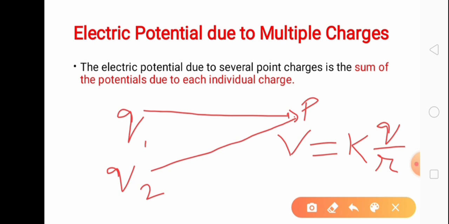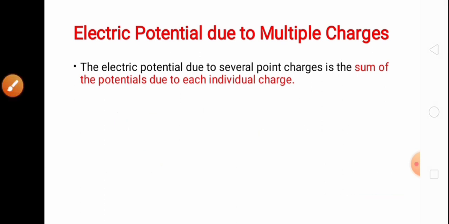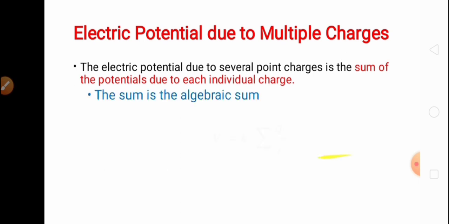then the total potential at point P is equal to potential due to Q1 plus potential due to Q2. It is the algebraic sum since potential is a scalar quantity. Thus, the electric potential due to several charges is the sum of electric potential due to individual charges. This is the algebraic sum. It is summation k Qi by ri. The k is the constant of electrostatics. It is 1 by 4 pi epsilon naught.